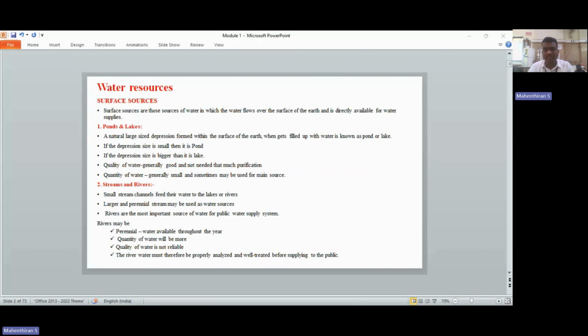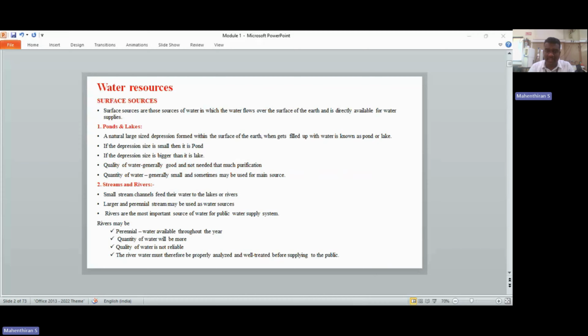Now, think about this. When rain falls, where does the water go? Some water infiltrates into the ground, which becomes groundwater. Some flows over the land, that is referred to as the runoff. This runoff eventually collects in streams, rivers, as well as the lakes. And this becomes the surface water resources.